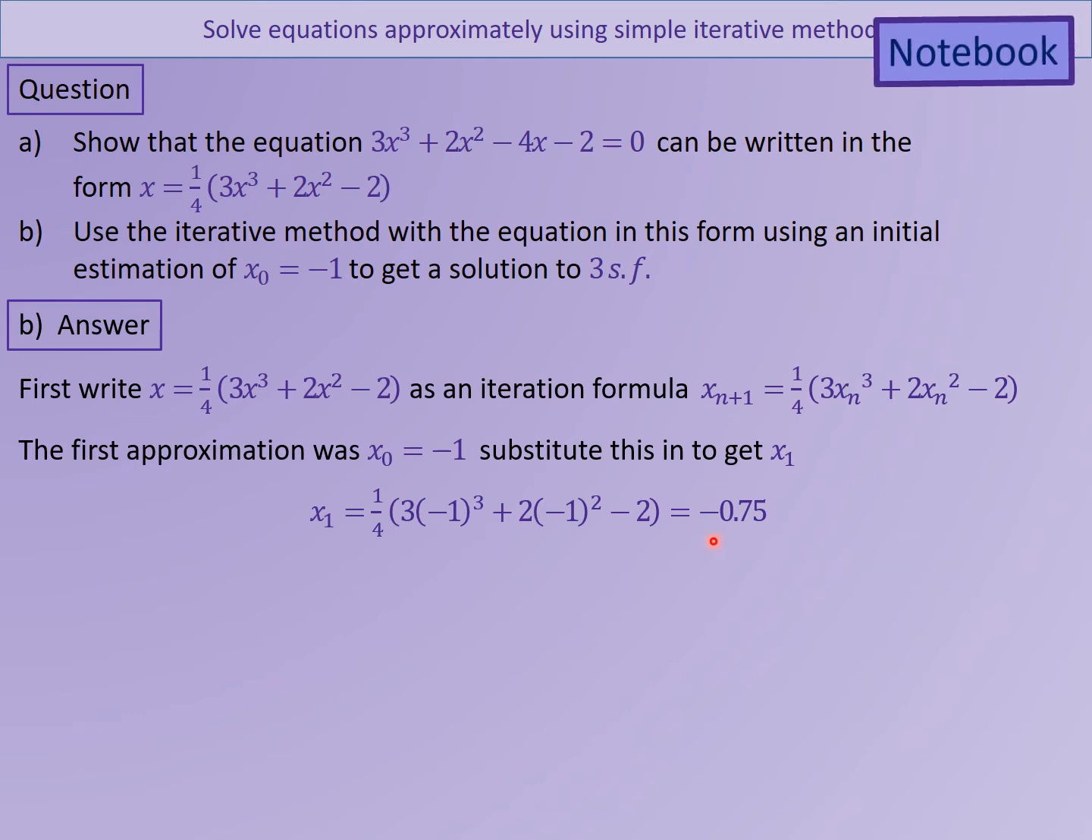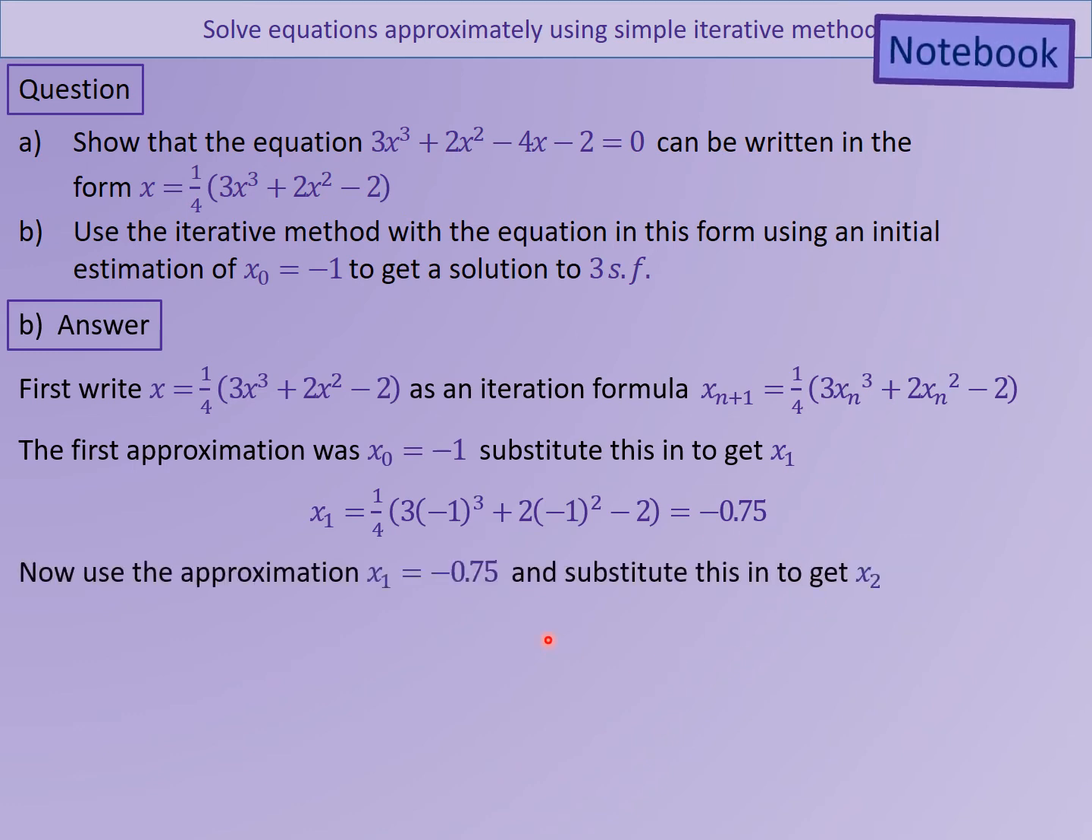What I need to do is improve it further. So I'm going to stick minus 0.75 in now. I take that, I put it in where xn is, and that's going to give me another solution. So there we go, I've substituted it into both of those places, and out comes minus 0.5352. Now if you take that value and substitute it back into the original, you would see that although it doesn't equal 0, it's getting a lot better, it's getting a lot closer.